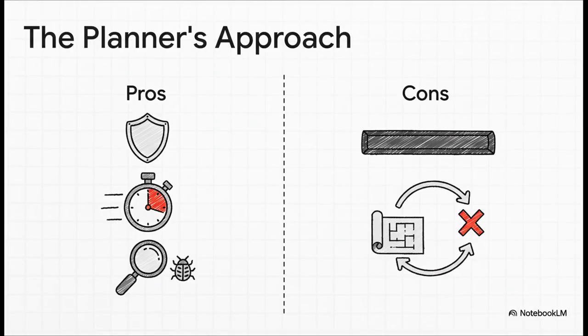So, to sum up the planner's whole deal, the huge win is safety and speed. You catch errors super early, which leads to a faster, more predictable program. You know exactly what you're going to get. But what's the catch? Well, it's rigid. It's not flexible at all. If you want to change something, you've got to go all the way back to the drawing board, change the blueprint, and recompile the whole thing. It's not great at thinking on its feet.